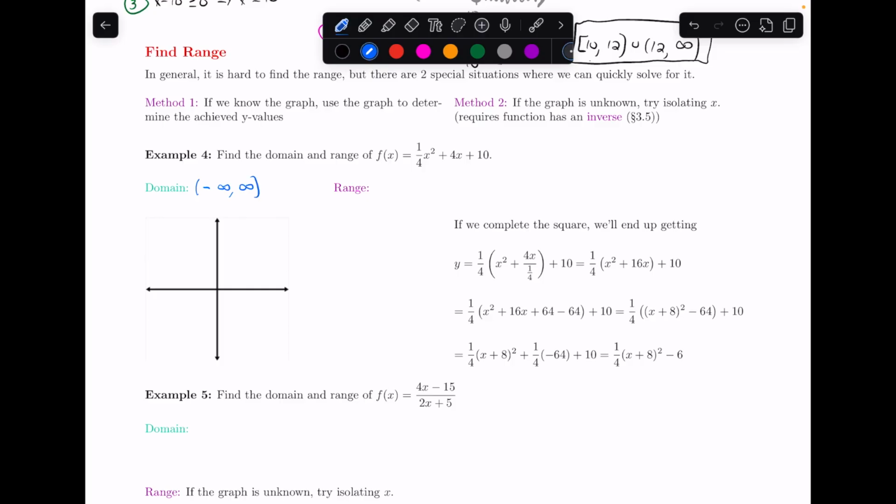That's my domain. For my range, I want to notice that this is a quadratic, and the leading coefficient is positive, so it's going to be some sort of upward parabola. I just need to know how high up or how low the parabola is, so I can figure out where the vertex is. Knowing that will tell me where the y values are going to be. We can find the vertex by completing the square.